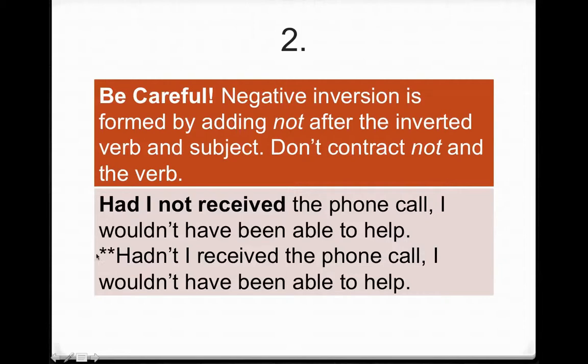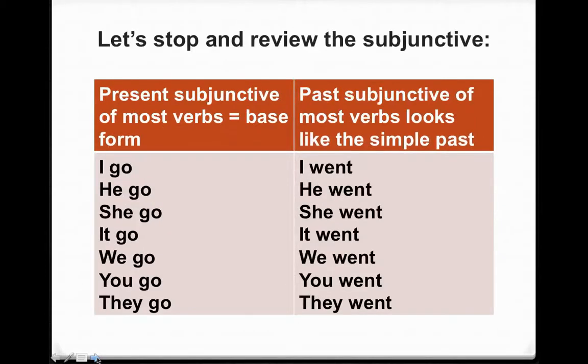And two stars means it's wrong. We don't contract this. We don't say, hadn't I received the phone call. It has to be had I not. There's no contraction for this when you have an inverted verb with not. Okay, we'll stop here.